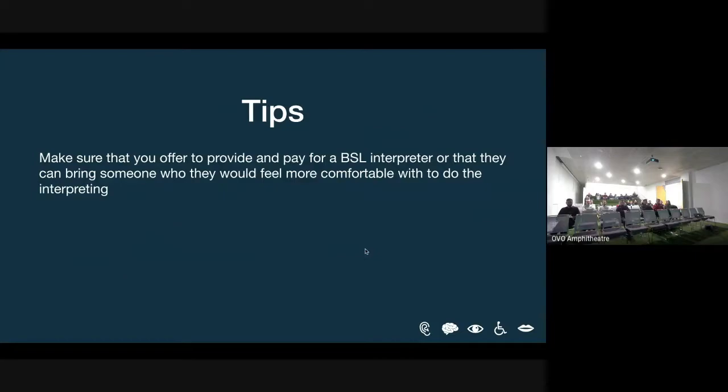So make sure that you offer a BSL interpreter, and also offer to pay for that. Or if they would prefer, say that they can bring their own, or bring a family member or friend who can do it, then again, that's cool, whatever makes people comfortable.